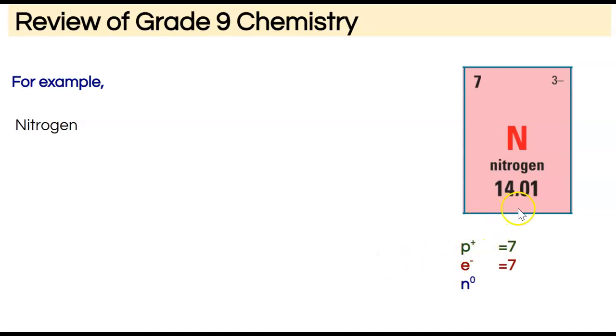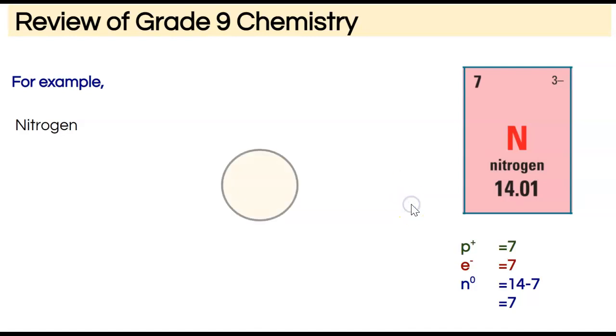Now if I round this value to 14, that becomes my mass number, right? So 14 minus 7. My mass number minus my atomic number gives me my number of neutrons, and that gives me 7 as well, coincidentally, in this case. Okay, so now I can start to build my Bohr-Rutherford diagram.